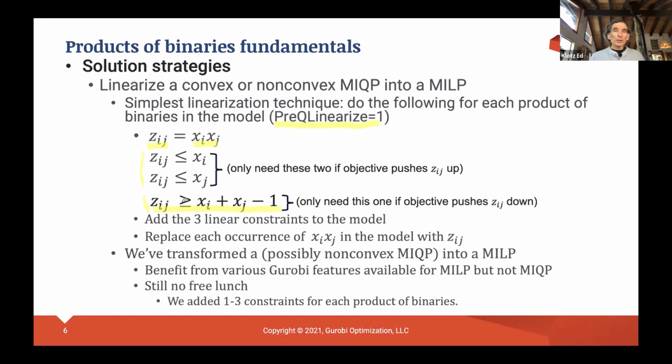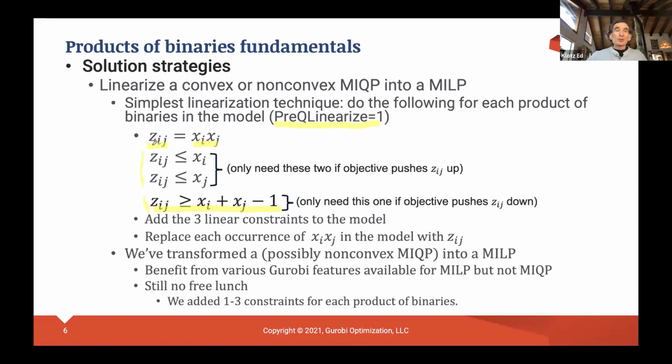So suppose we only add this third constraint and the objective is minimizing. It's pushing Zij down. Well, what's going to happen? Well, if Xi and Xj are both 1, it's just like before. Zij has no choice but to be 1 regardless of the objective. But suppose one or more of the Xi, Xj's is 0. Well, then this right-hand side again is 0 or -1. Well, the objective is going to push Zij down to its lower bound of 0 in this case.